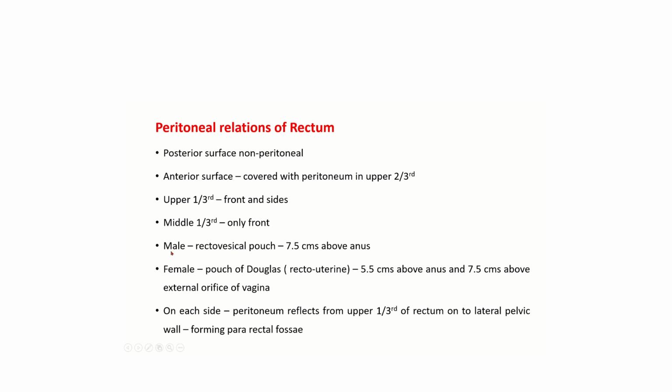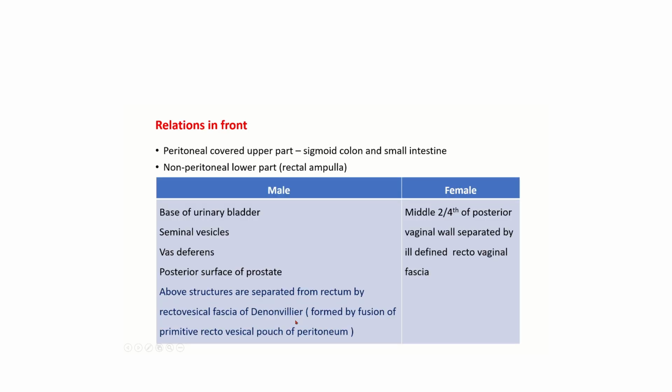In males, the peritoneum reflects from rectum to the urinary bladder as rectovesical pouch, whose lowermost part is 7.5 cm above the anus. In females, from the rectum, peritoneum reflects onto the posterior wall of the vagina, forming pouch of Douglas. The lowermost part of pouch of Douglas is 5.5 cm above the anus and 7.5 cm above the external orifice of the vagina. On each side, the peritoneum reflects from upper 1/3 of rectum onto the lateral pelvic wall, forming pararectal fossa.